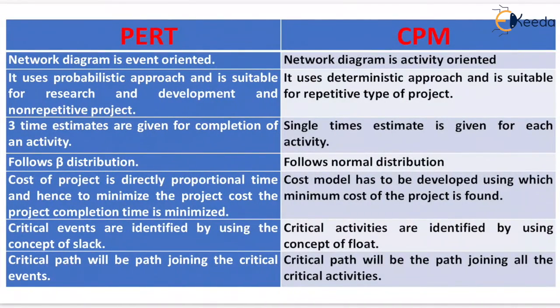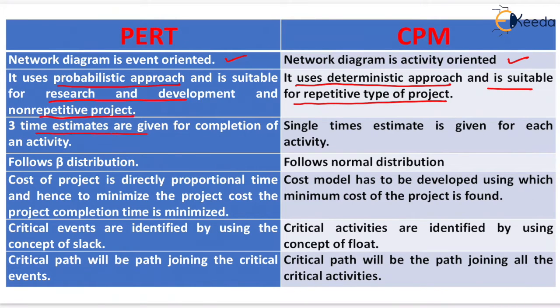Now comparison between PERT and CPM is written here. In PERT, network diagram is event oriented. In CPM, network diagram is activity oriented. PERT uses probabilistic approach and is suitable for research and development and non-repetitive projects. CPM uses deterministic approach and is suitable for repetitive type of project.